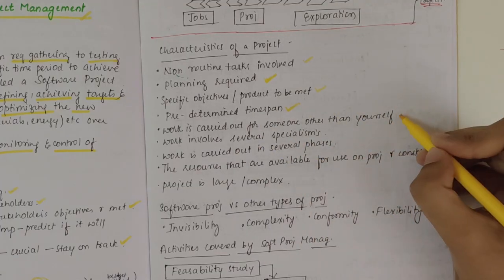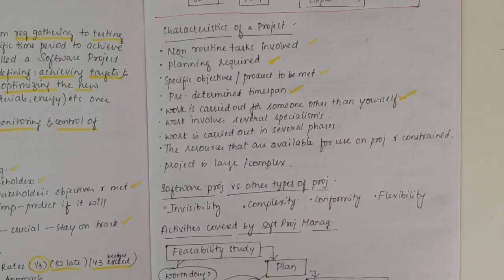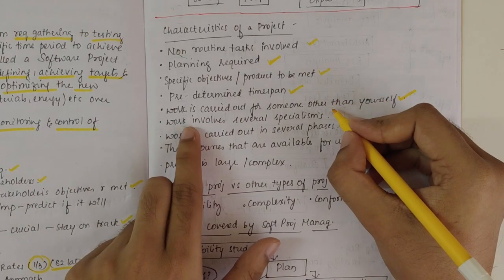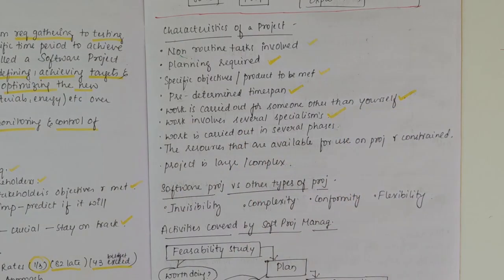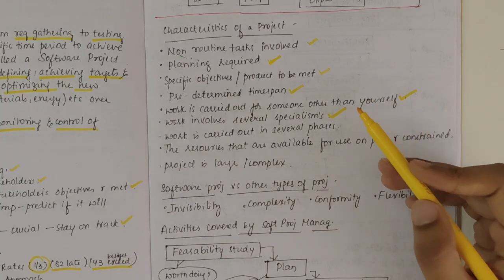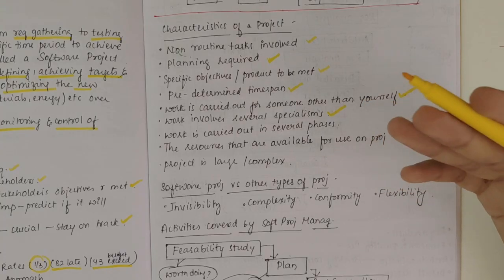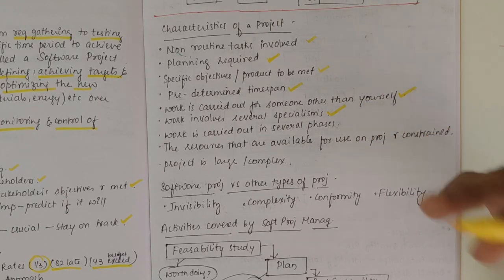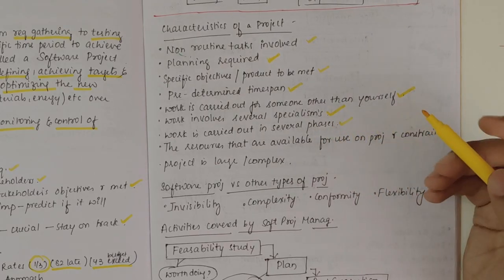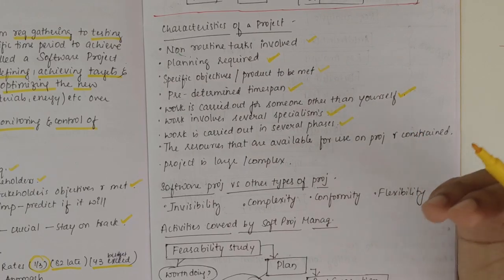Work is carried out for someone other than yourself. So we are not developing the application for ourselves, right? We are doing it for the stakeholder. Then we have work involves several specialisms. That is, different sorts of mechanisms are used here, and we work on them to develop the product. Then there are special involvements of different types of software, like algorithms and all of that. Then we have work is carried out in several phases. Yes, as we have discussed, the entire project is divided into functionalities and we work on those functionalities.